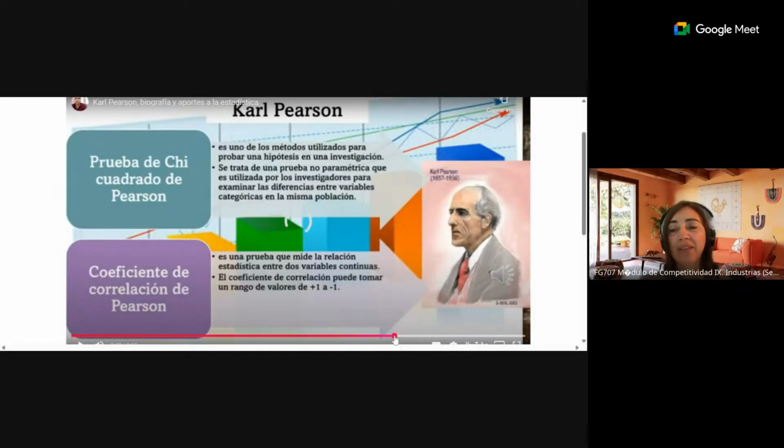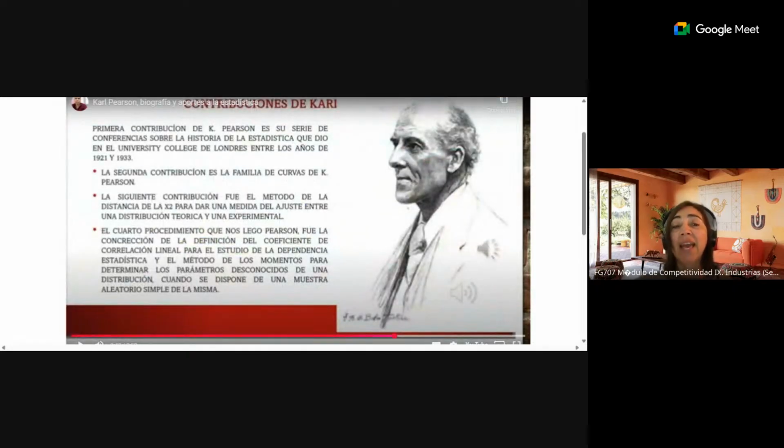I'm just going to say that probably he is the father of statistics. He has several types of contributions. The first contribution of Karl Pearson is the series of conferences about the history of statistics that he gave in the college in London through the years 1921 and 1933. The second contribution is the family of curves also used in statistics and mathematics. The next contribution was the method to measure the distance to give an adjustment between the theoretical distribution and experimental distribution.